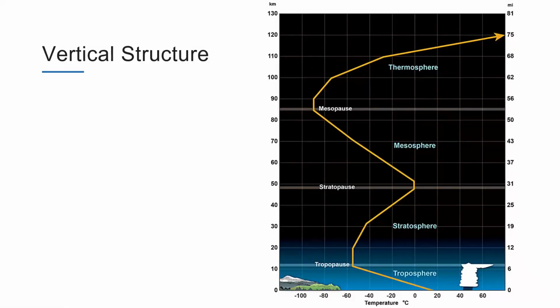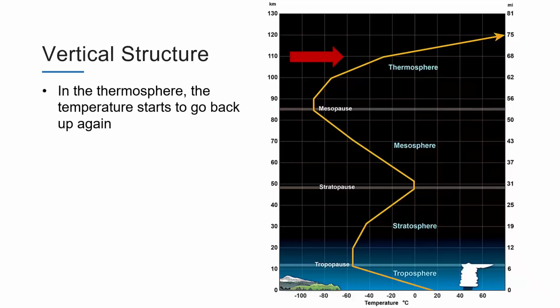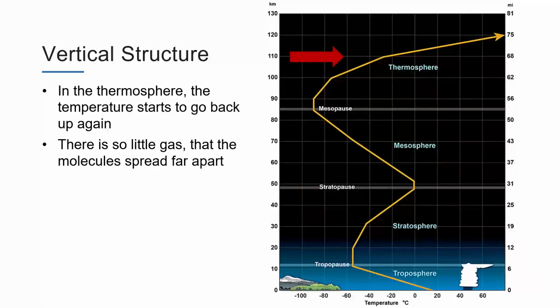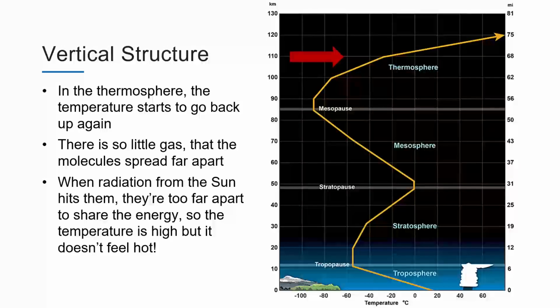And lastly, the thermosphere has temperatures going back up again. Molecules in this layer get hit with high energy radiation from the sun, like X-rays and extreme ultraviolet rays. But also, there is so little gas this high up in the atmosphere that the molecules are spread really far apart. When radiation from the sun hits those molecules, they're actually too far apart to share the energy between each other, so they just get really hot and split apart. The weirdest part about the thermosphere is if you were actually up there, it would still feel really cold because there just aren't enough molecules to even transfer heat to your skin.